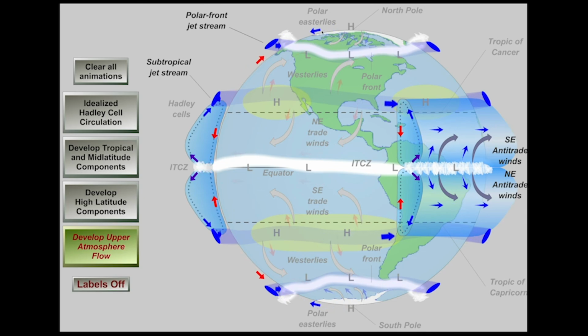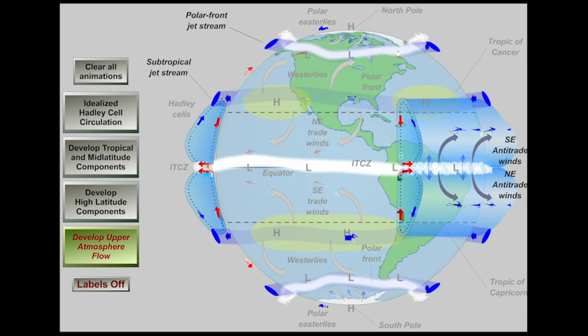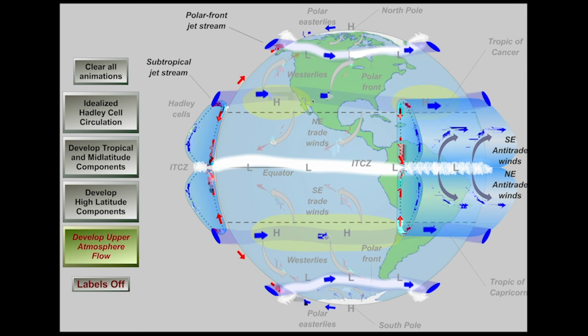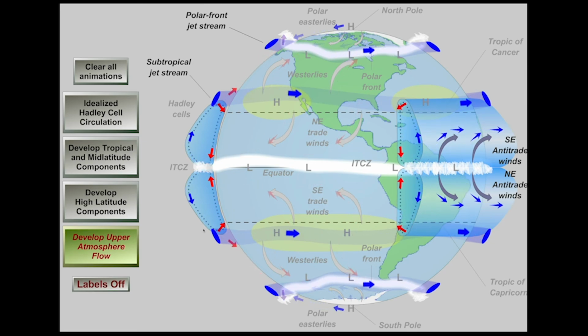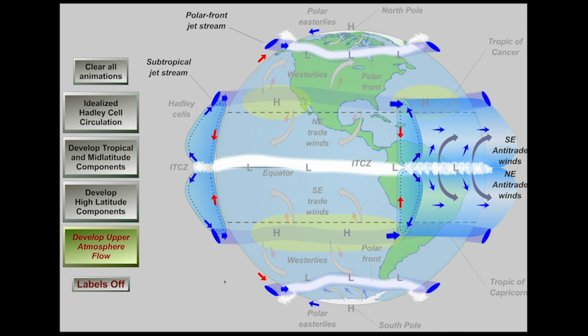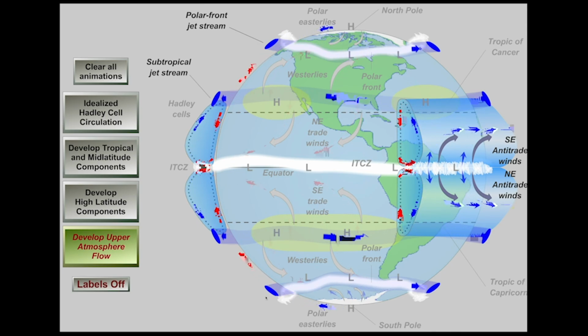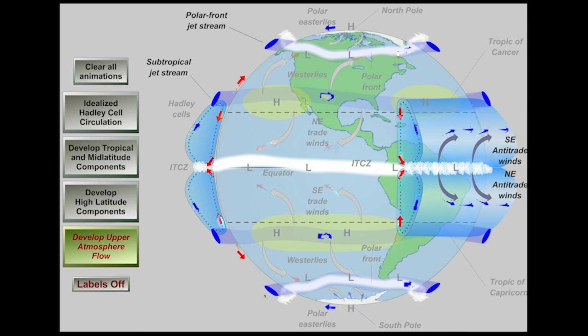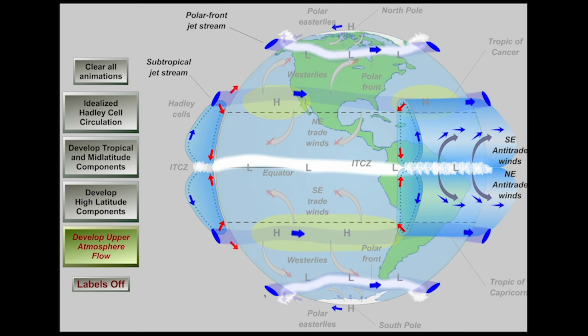And again, we'll see that a subtropical jet here in the northern hemisphere, another subtropical jet down here in the southern hemisphere, and another polar jet here in the higher southern latitudes. So that's kind of cool.